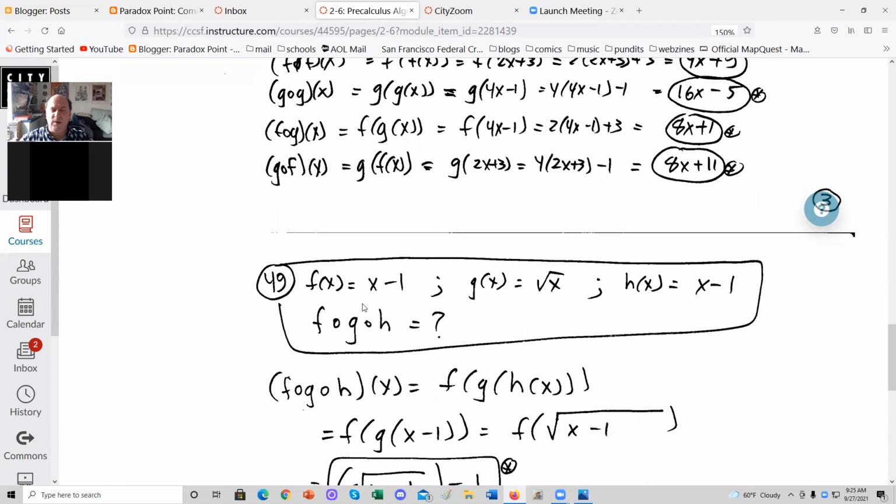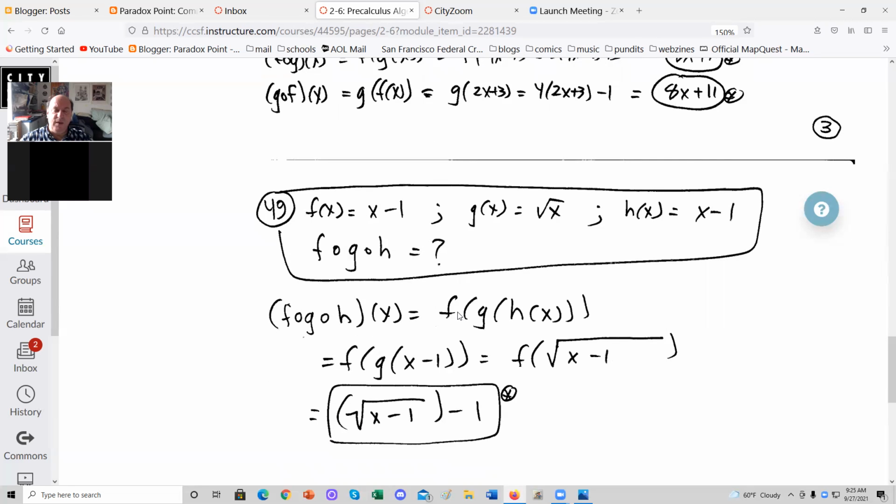Here we have f of x equals x minus 1, g of x equals root x, h of x equals x minus 1 also. What's f of g of h of x? Well, h of x is x minus 1. So it's f of g of x minus 1. G of something is root of that thing, so you get f of root of x minus 1. F of that thing is that thing minus 1. So root of x minus 1, all that minus 1, and we're done.